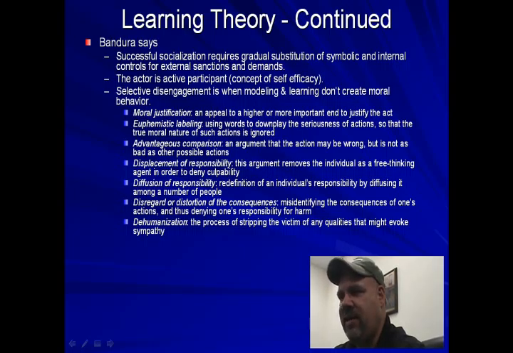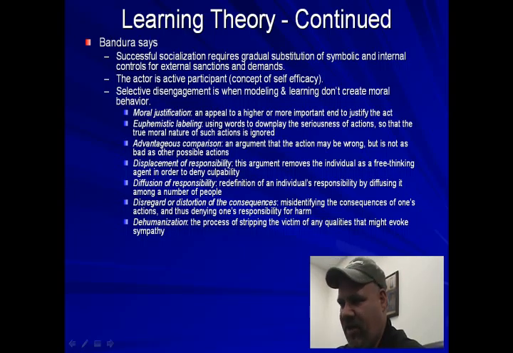Learning theory continued. Bandura says successful socialization requires gradual substitution of symbolic and internal controls for external sanctions and demands. The actor is an active participant, hence the concept of self-efficacy. Selective disengagement is when modeling and learning do not create moral behavior.